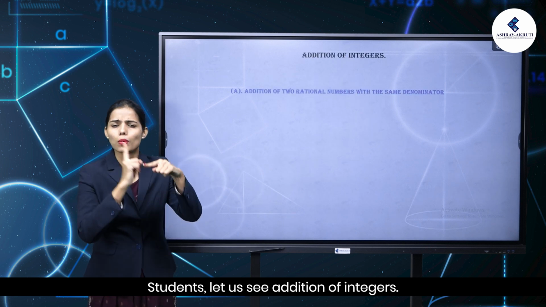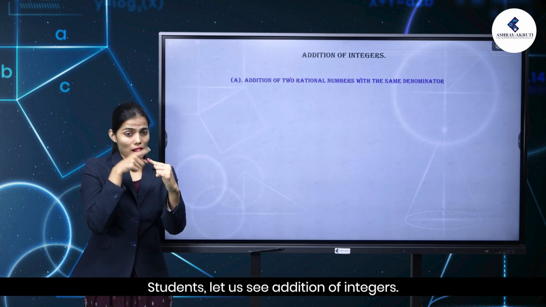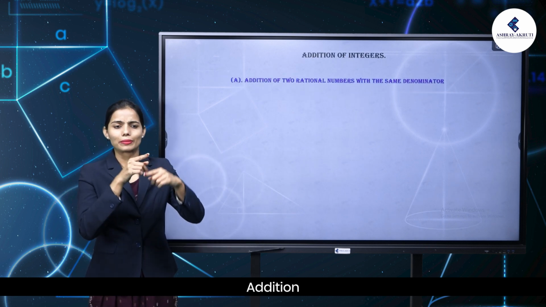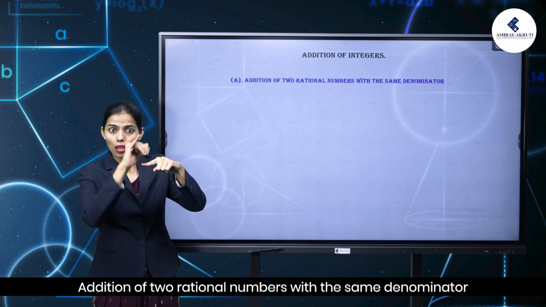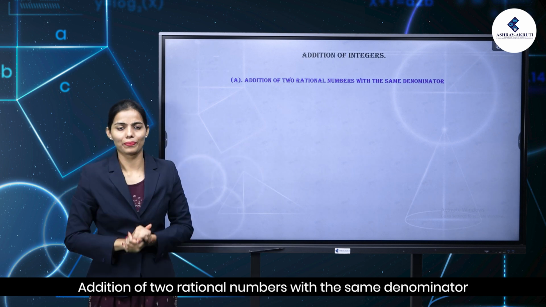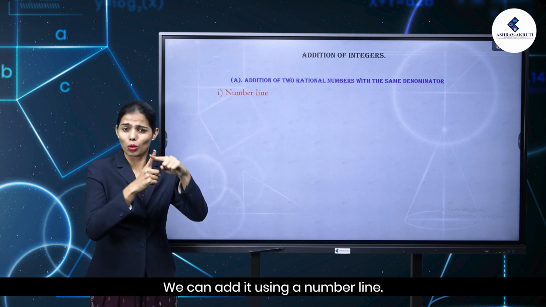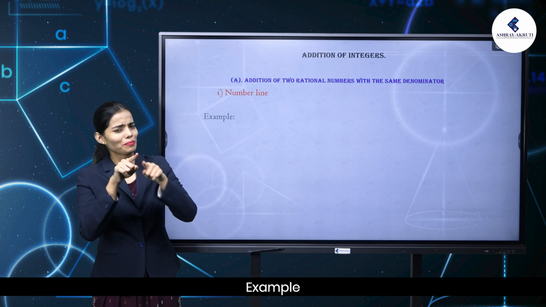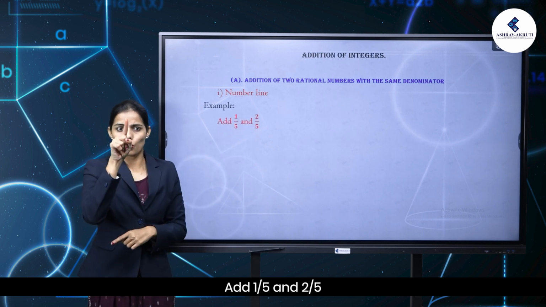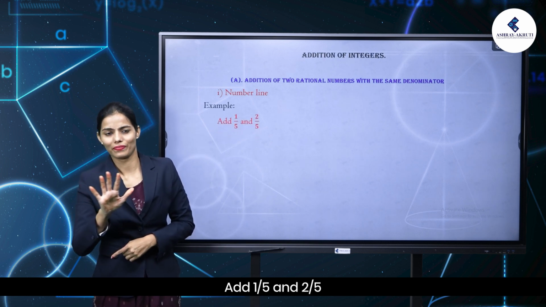Students, let us see addition of rational numbers. Addition of two rational numbers with the same denominator. We can add it using a number line. Example, add 1/5 and 2/5.